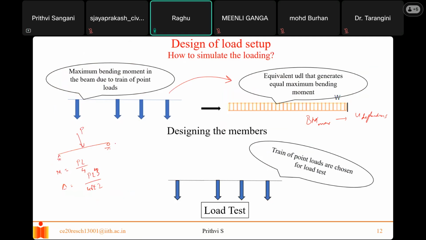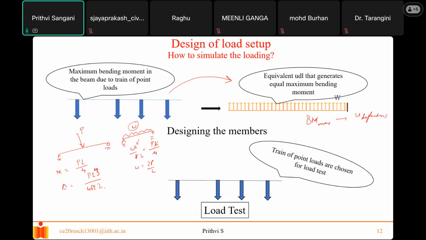So if you have a similar UDL, let us say the same equivalent UDL. How do you say that it is an equivalent UDL? This UDL should give you the same bending moment, PL by 4. So what is the maximum bending moment in this case? WL square by 8 should be equal to PL by 4. So W is going to be 2P by L.